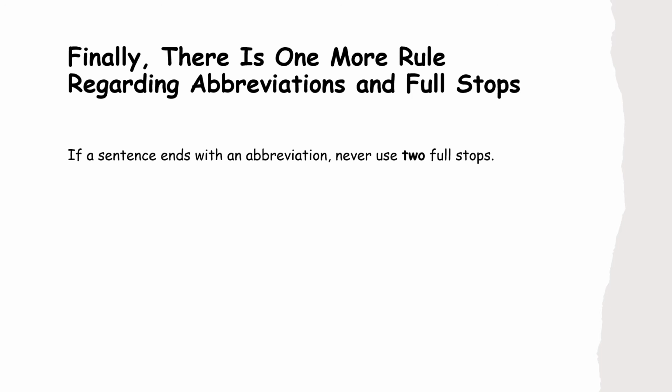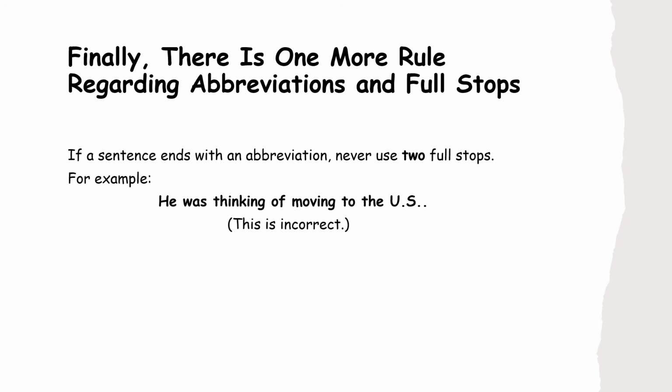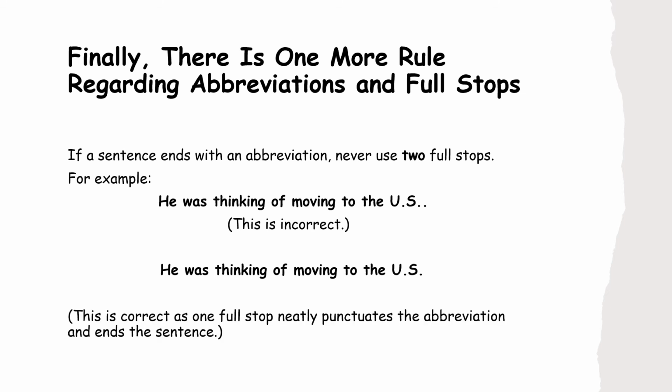Finally, there is one more rule regarding abbreviations and full stops. If a sentence ends with an abbreviation, never use two full stops. For example, he was thinking of moving to the U.S.. This sentence is incorrect. The writer has used two full stops after the abbreviation to end the sentence. He was thinking of moving to the U.S. This sentence is correct, as one full stop neatly punctuates the abbreviation and ends the sentence.